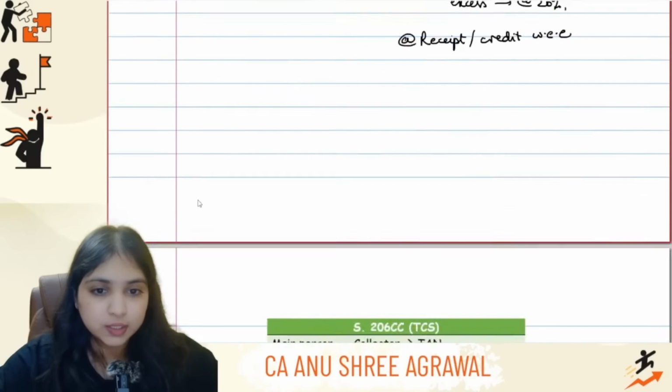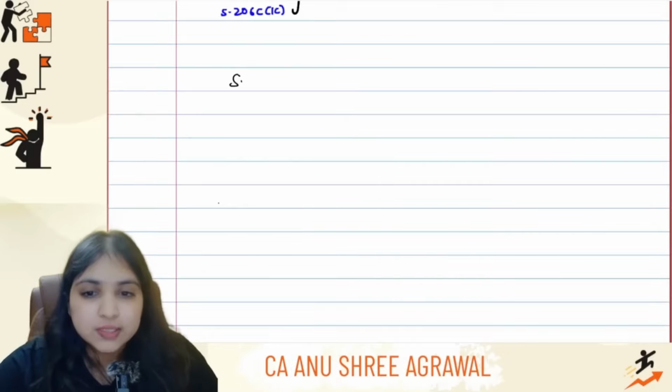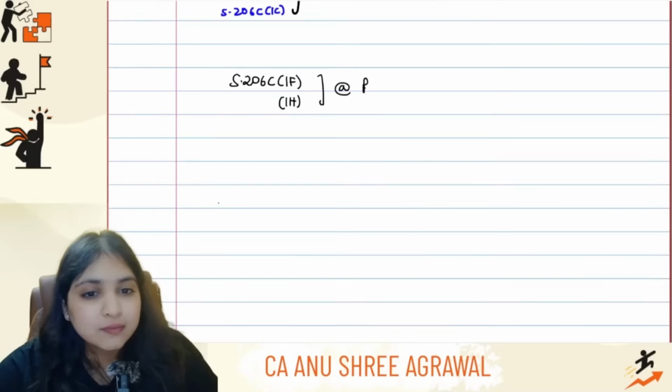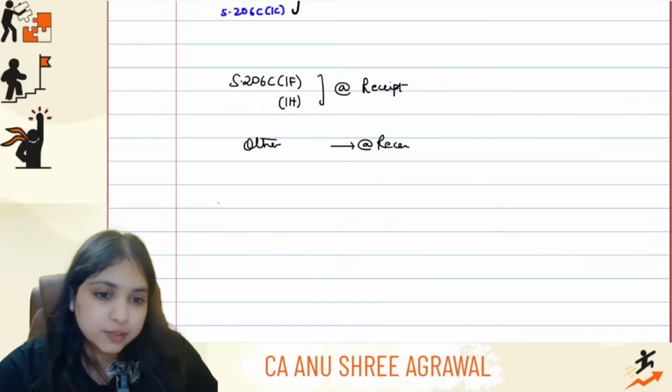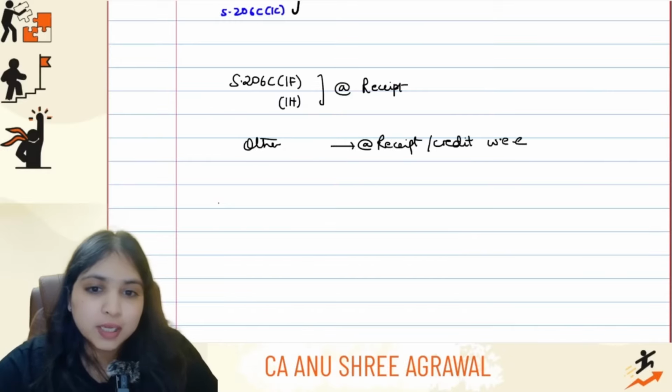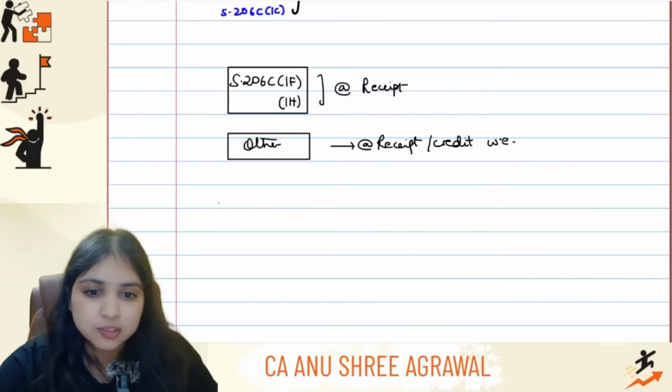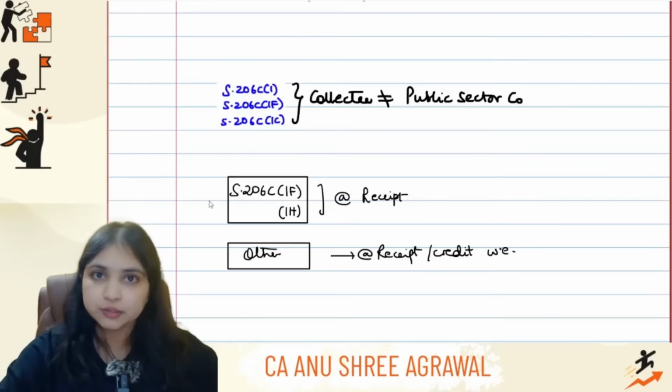So if you notice, see 2 sections, 206C1F and 206C1H. These two sections only, we collect TCS at the time of receipt. All the other sections, we collect TCS at the time of receipt or at the time of credit, whichever is earlier. Only these two sections, we collect at the time of receipt. All other sections, receipt or credit, whichever is earlier.